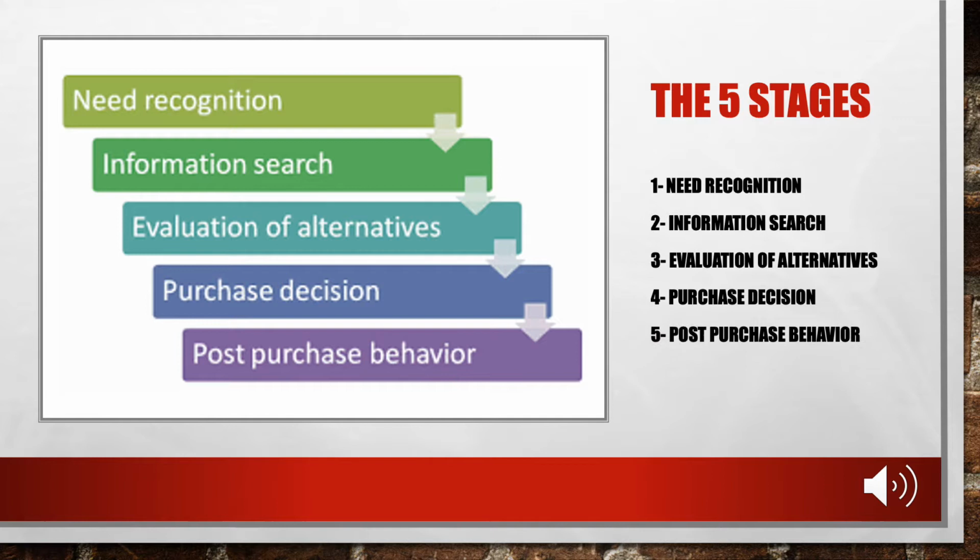The five stages in the consumer buying process are: 1. Need recognition, 2. Information search, 3. Evaluation of alternatives, 4. Purchase decision, and 5. Post-purchase behavior.